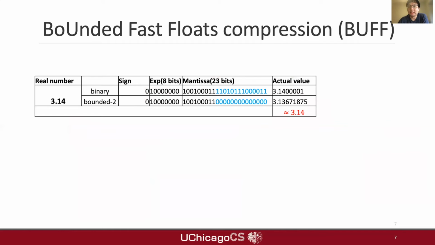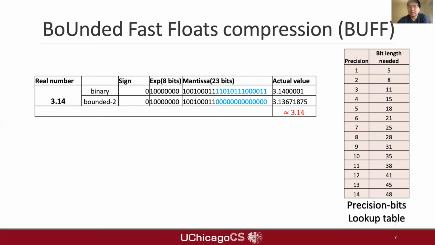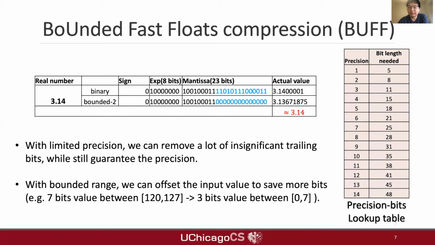To begin with, we can leverage the bounded precision to compress the data. For example, for a given value 3.14, if we want to keep 2 decimal places of precision, we can remove some trailing bits while still being able to approximate the value with 2 places of precision. In general, different precision requires a different number of bits. This lookup table helps to quickly decide how many bits are needed for a given precision. So with limited precision, we can remove a lot of insignificant trailing bits while still guaranteeing the precision.